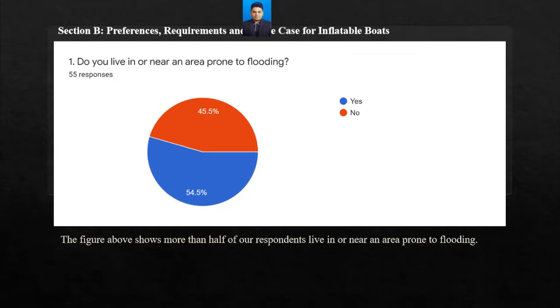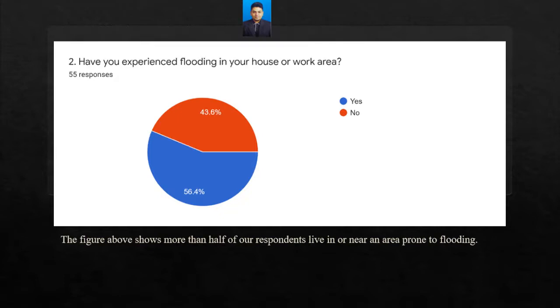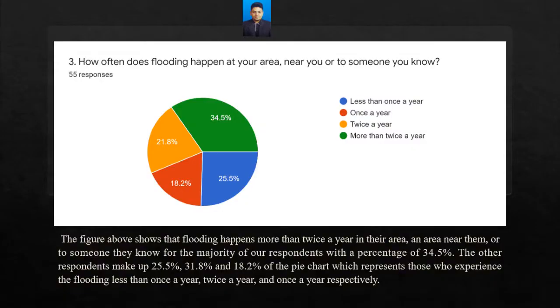This figure shows more than half of our respondents have experienced flooding. This figure shows that more than half of our respondents live near an area prone to flooding. This figure shows that for the 35% majority of our respondents, flooding happens more than twice a year around them or to the people they know.